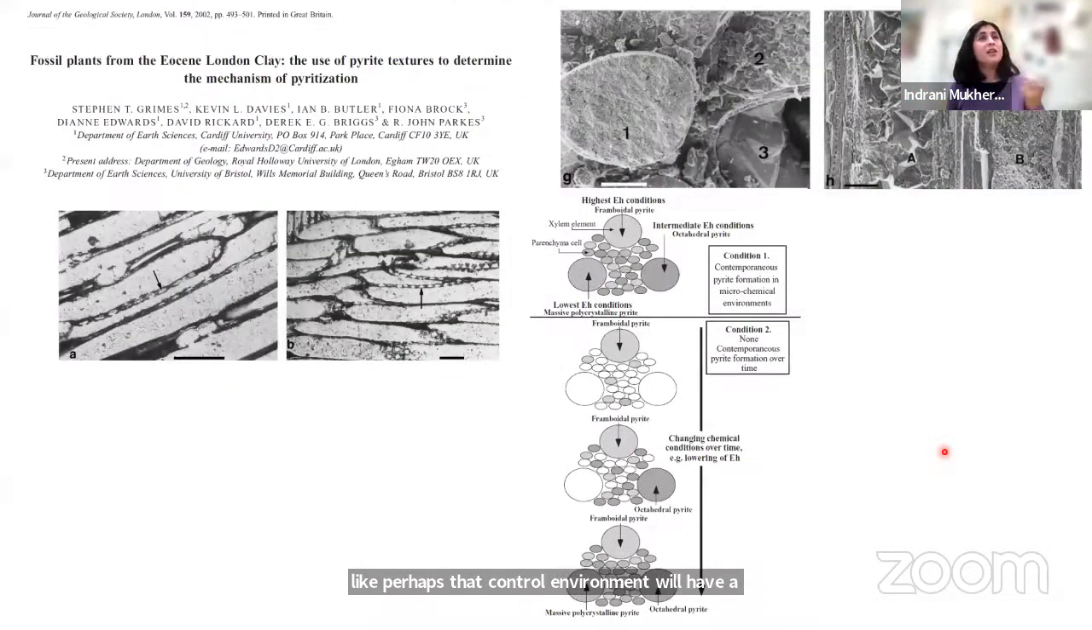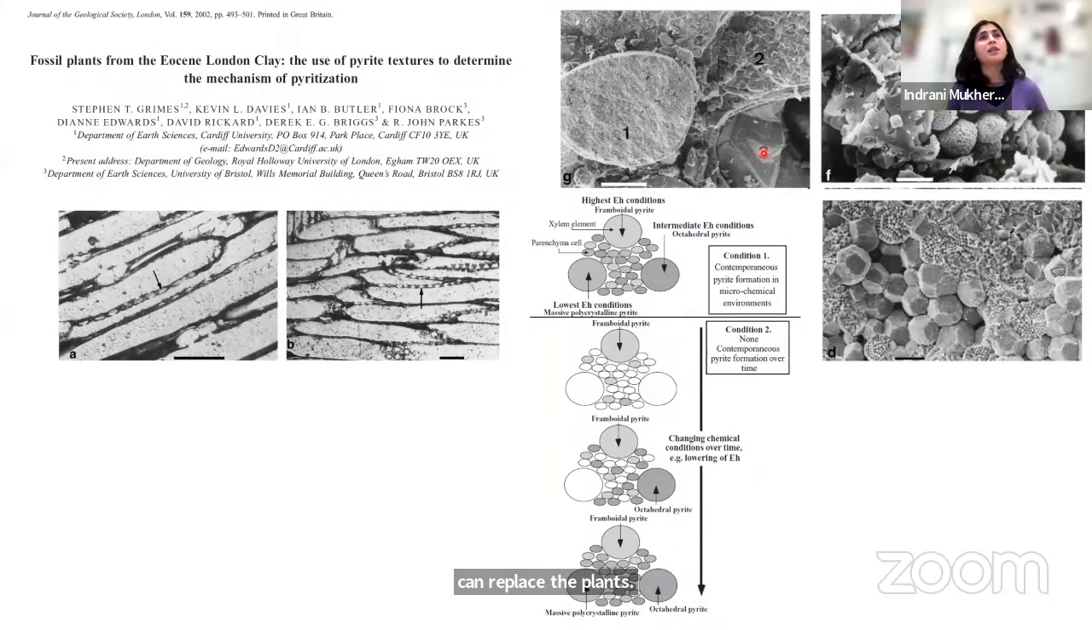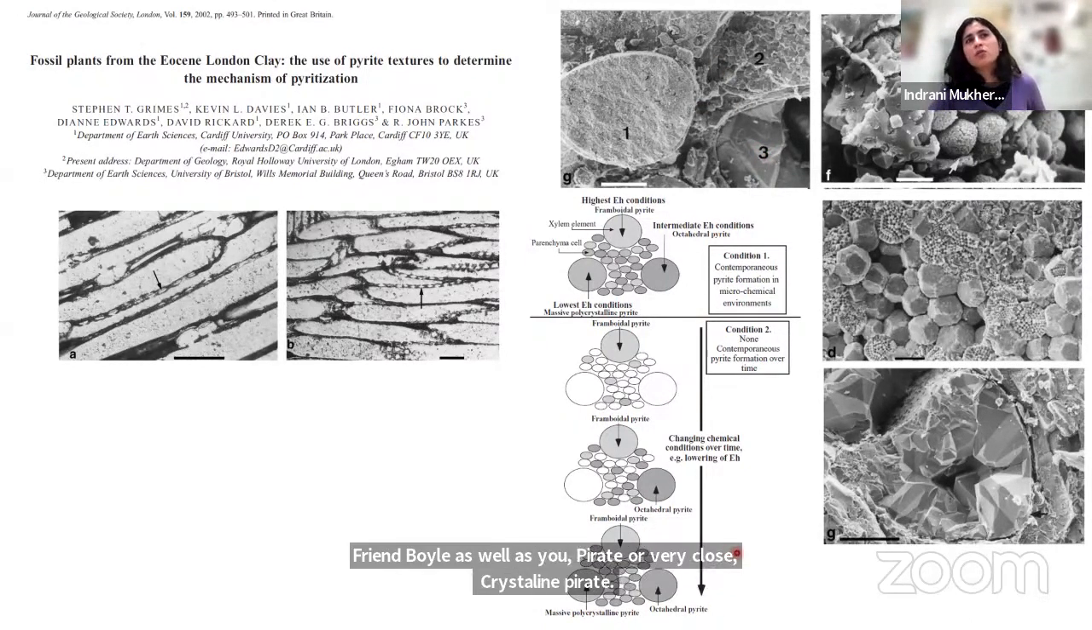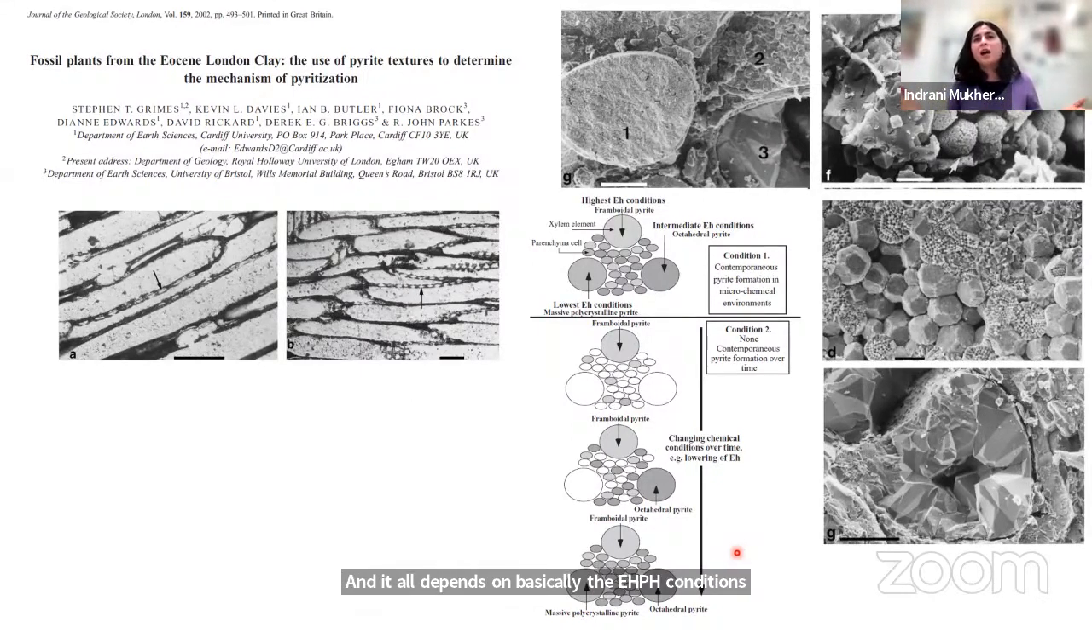Similarly, for plant fossils, they're also quite commonly replaced by pyrite, and a lot of experiments have been done on the process. So here's how the different morphologies of pyrite can replace the plant. It can be anything between framboidal pyrite, as well as euhedral pyrite, or very coarse polycrystalline pyrite. And it all depends on basically the Eh/pH conditions. Of course, the chemical controls that normally are important for the precipitation of pyrite still remain.